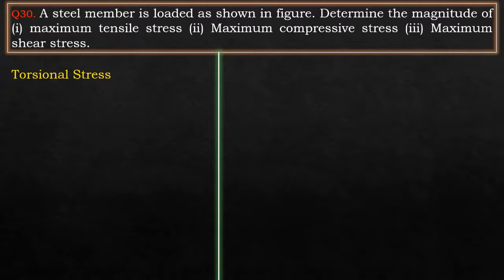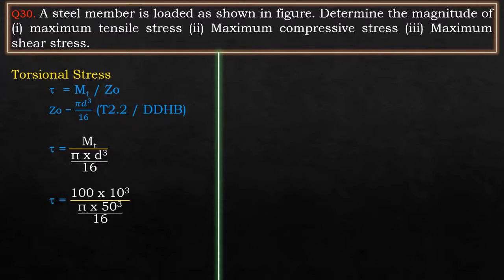Let us now determine the torsional stress. The torsional stress can be determined by using the equation tau is equal to Mt by Z naught, where Mt is the torque and Z naught is the polar section modulus. Polar section modulus is given by the equation Z naught is equal to pi d cube by 16, and Mt is already given in the numerical as 100 into 10 power of 3 Newton mm. By substituting the values of diameter d as 50 mm and the value of torque, we will be able to determine the value of torsional stress, which happens to be 4.074 megapascals.